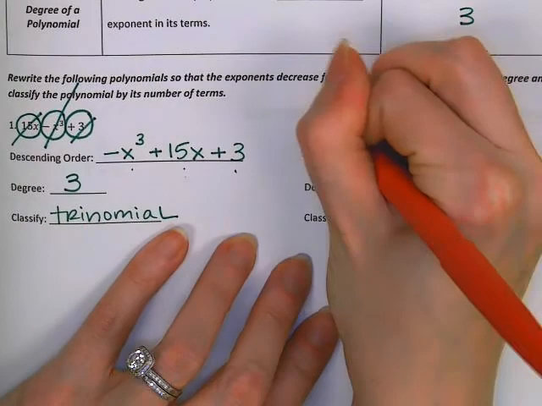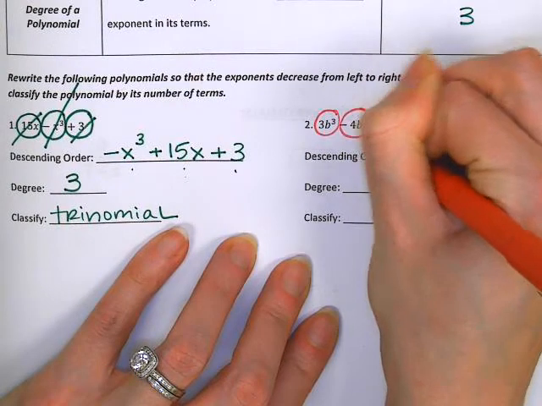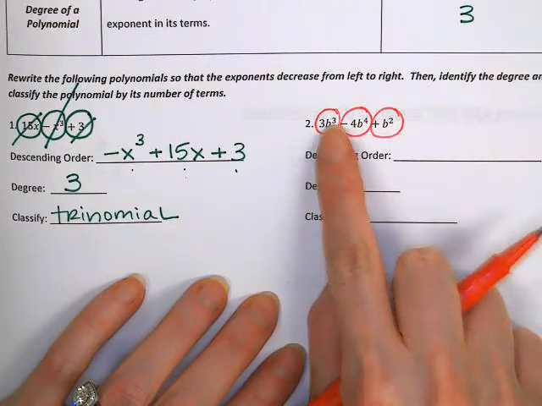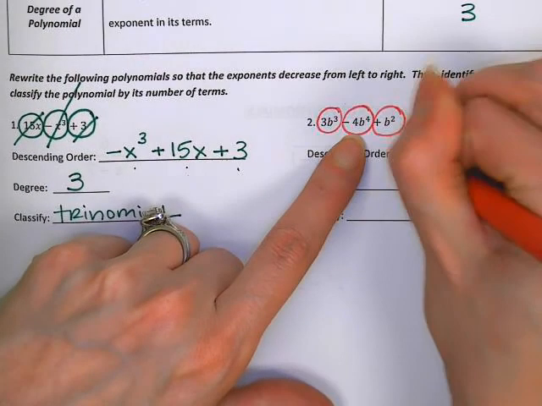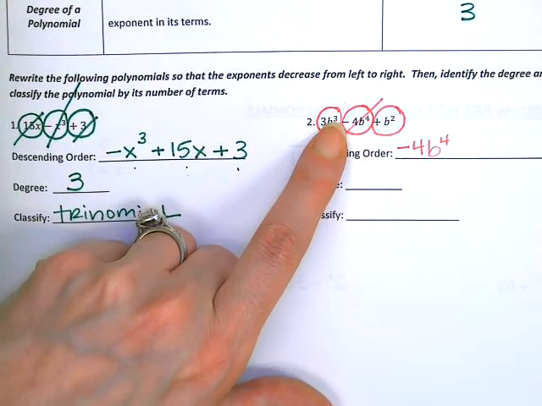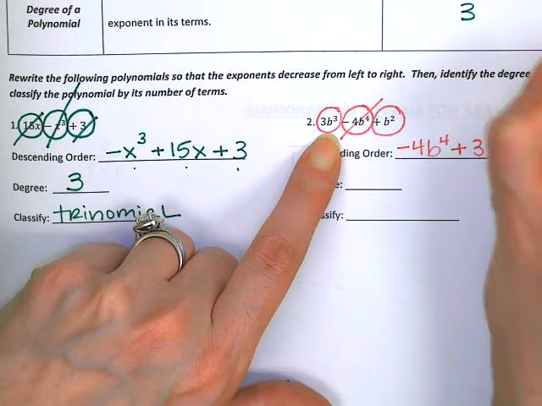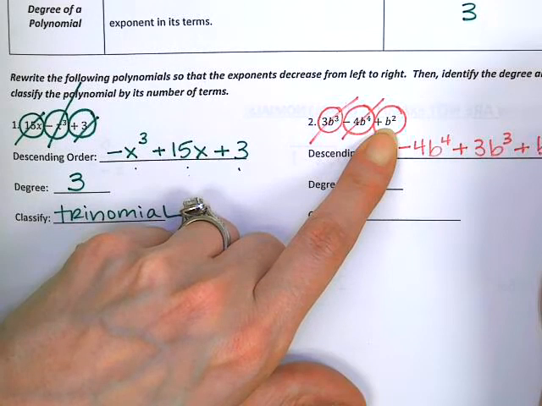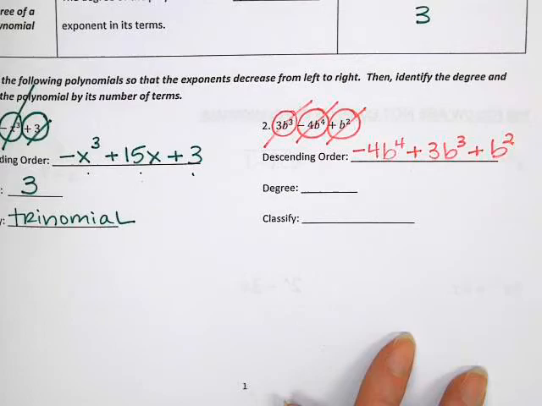So this one, let's separate our terms here. Okay, descending order. The highest exponent comes first, which is this guy, so negative 4b to the 4th. And then we work our way down. This is the next highest exponent, so 3b cubed comes next, and then this is the smallest, so this one comes last. Okay, so we put them in order by exponent.